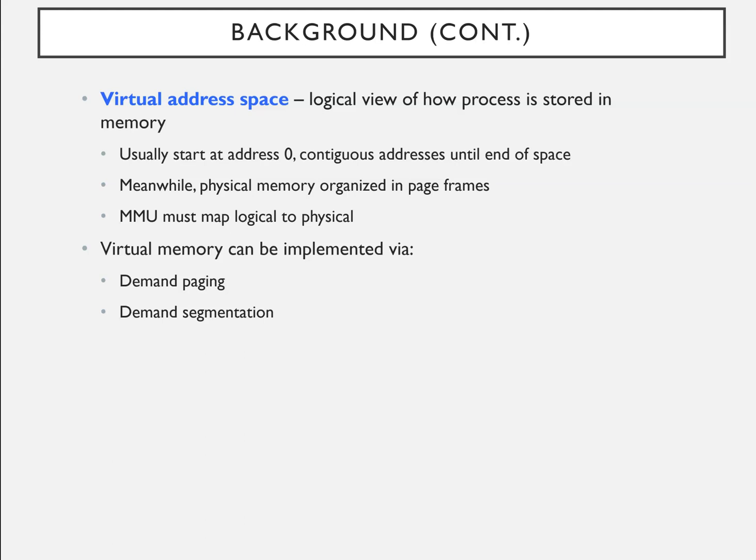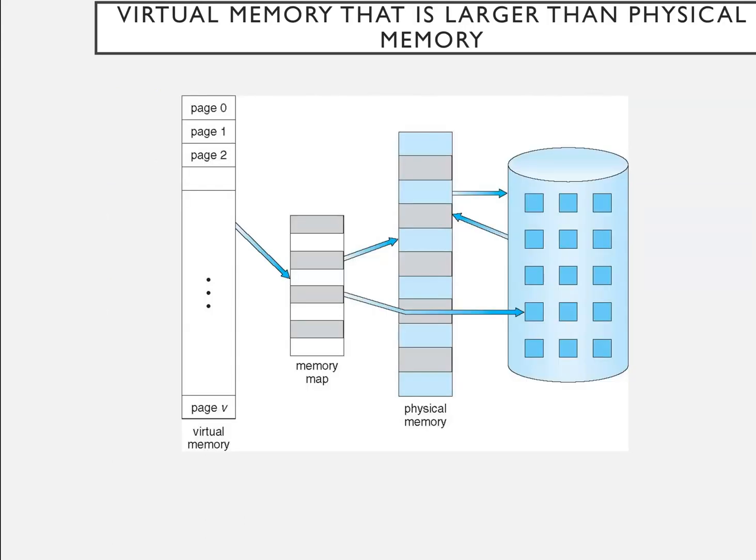So let's talk about a logical view of how a process is stored in memory. Usually we start at address 0, with contiguous addresses to the end of the memory space. That's how the programmer would see it. Meanwhile, physical memory is organized in page frames. The MMU must map logical addresses to physical addresses. Virtual memory can be implemented via demand paging and demand segmentation as two possible ways.